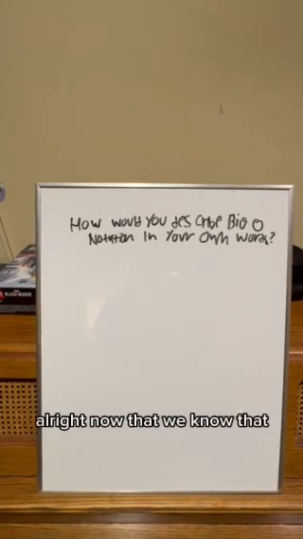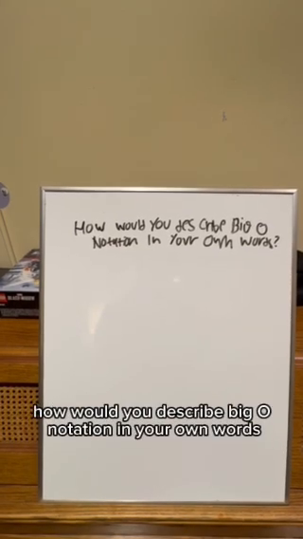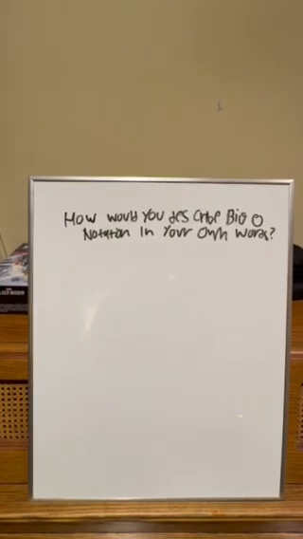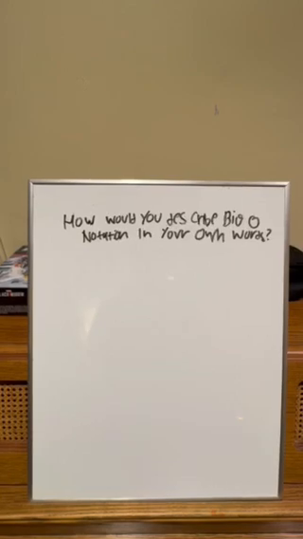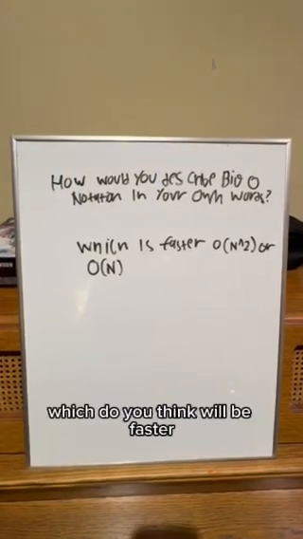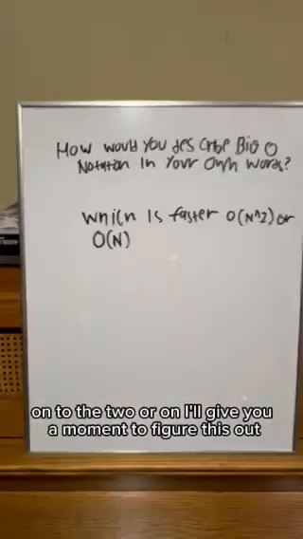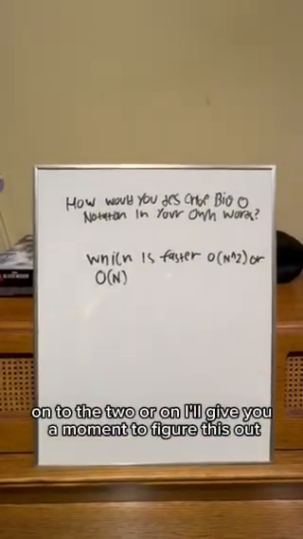All right, now that we know that, let's make sure you're paying attention. How would you describe Big O notation in your own words? So now that we see how many steps each takes, which do you think will be faster? O(n^2) or O(n)? I'll give you a moment to figure this out.